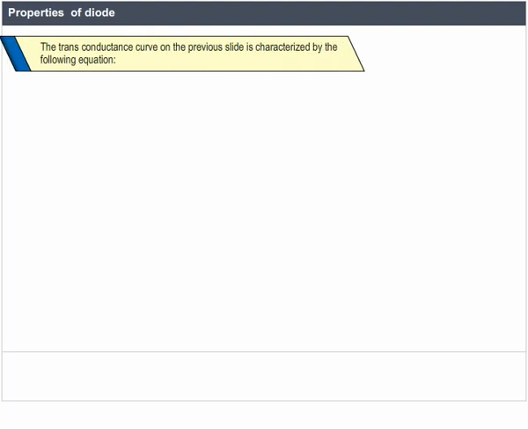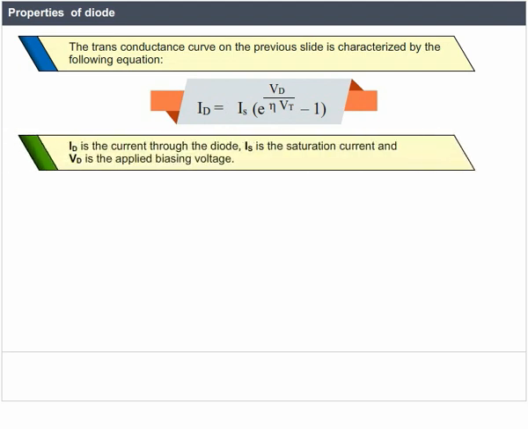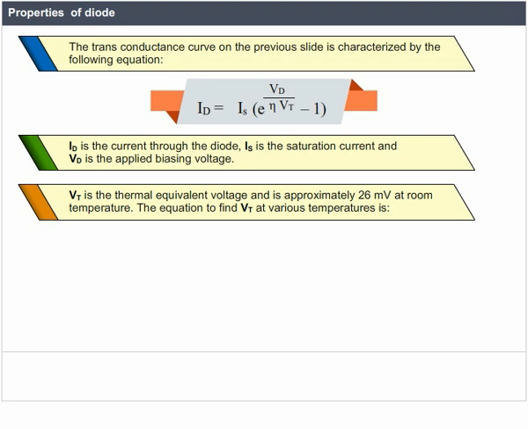Properties of diode. The transconductance curve on the previous slide is characterized by the following equation: ID = Is (e^(Vd/ηVT) − 1). ID is the current through the diode, Is is the saturation current, and Vd is the applied biasing voltage. Vt is the thermal equivalent voltage and is approximately 26 mV at room temperature.